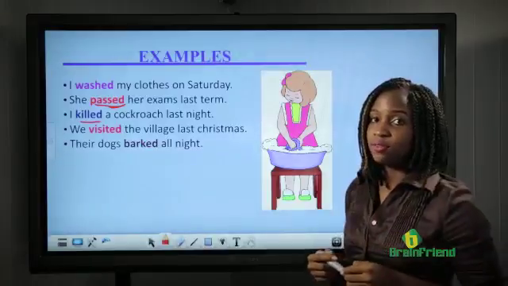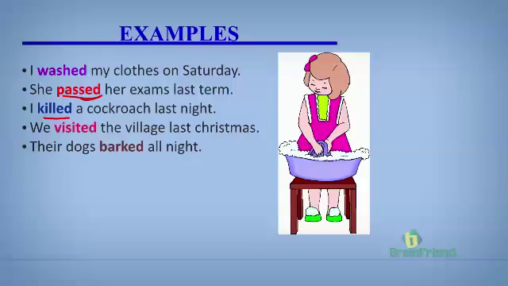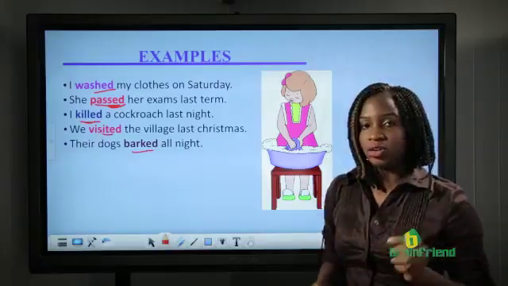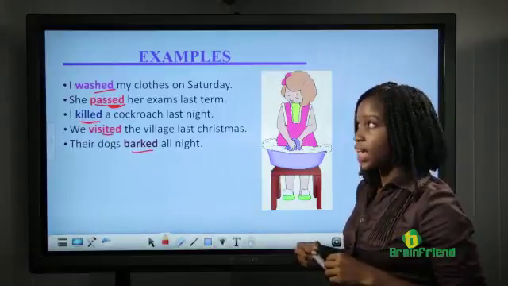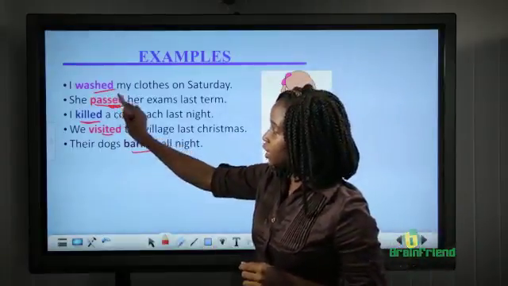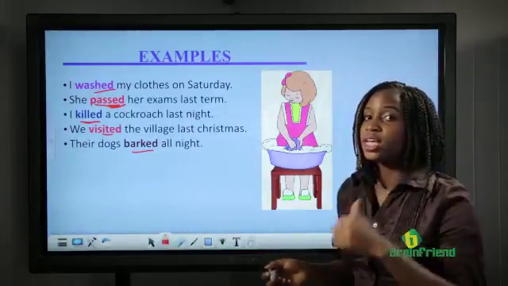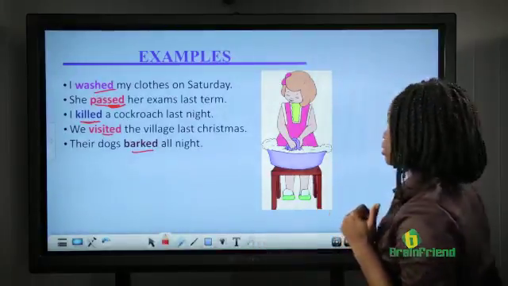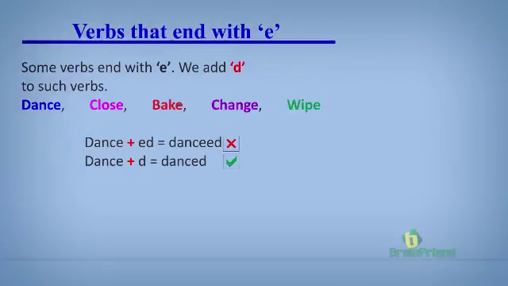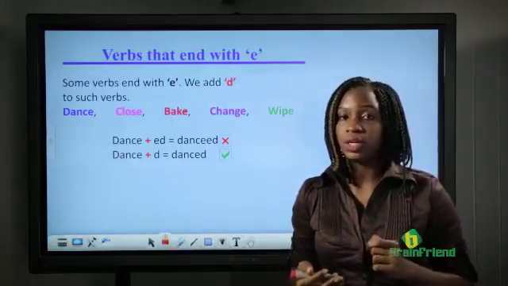We can identify the verbs, right? Washed, passed, killed, visited, and barked. And can you see that they have something in common? Yes, they do. They all have ed added to them to show that these actions were carried out in the past. Now we are going to go further to learning about verbs that end with e.